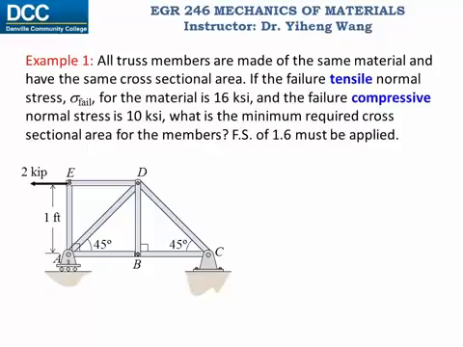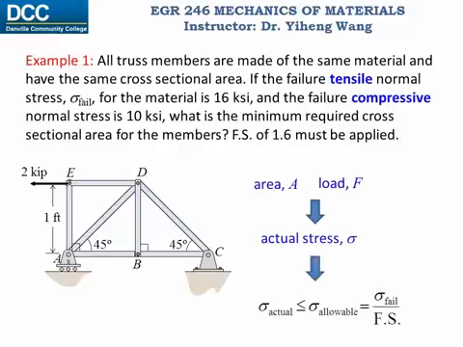So first, let's work out a strategy. If we know the cross-sectional area of each truss member, and if we also know the force in each truss member, then we can calculate the maximum normal stress the truss member is subjected to. And we want to make sure that this maximum stress does not exceed the allowable stress, which equals the failure stress divided by the factor of safety. Therefore, it looks like in order to find the area, the key here is to find out the maximum load, both tensile and compressive, in the truss members.